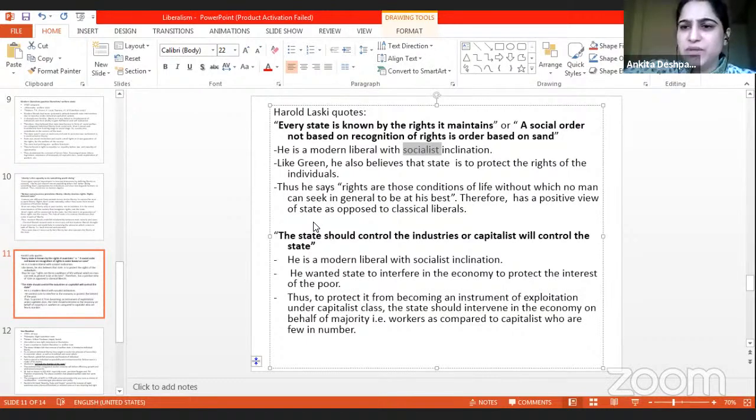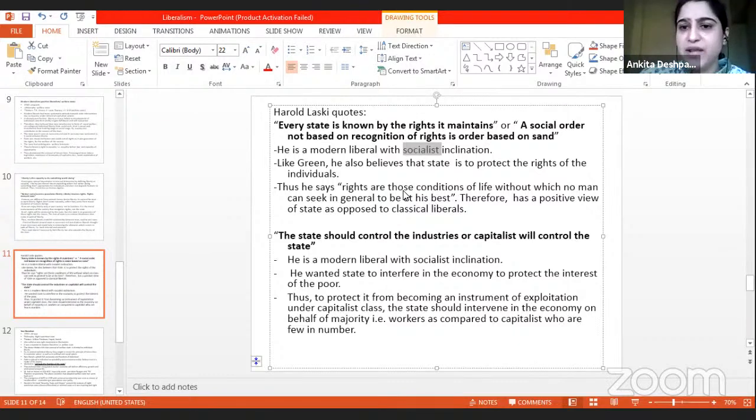He said the Soviet Union was so powerful during Cold War time, but it disintegrated because everything was controlled by the Communist Party. No rights were given to people, and because of that, the Soviet Union collapsed. That's why a social order not based on recognition of rights is an order based on sand. It will collapse. You can give the example of the Soviet Union here. So rights are very important.